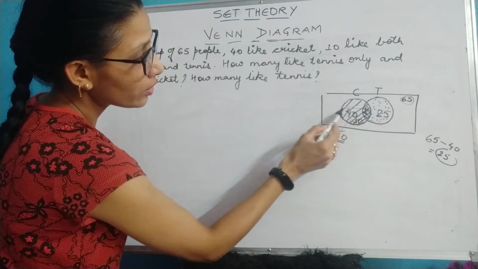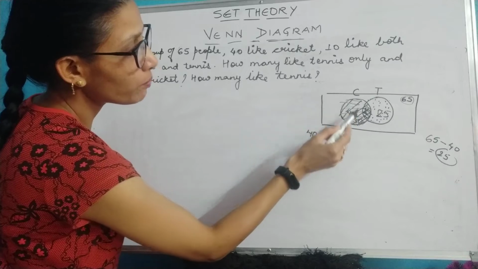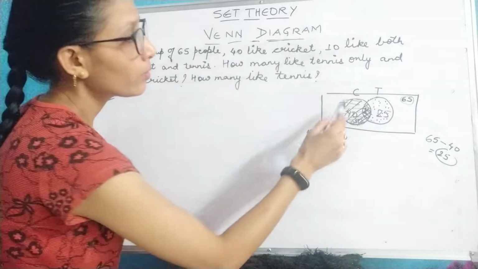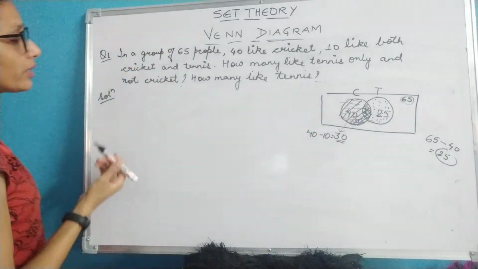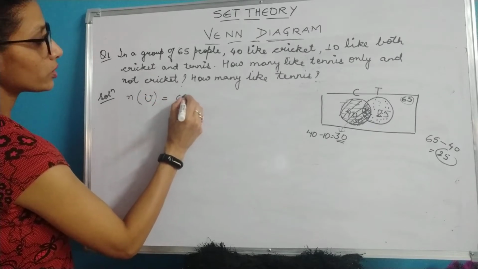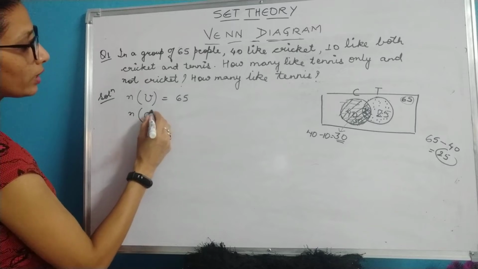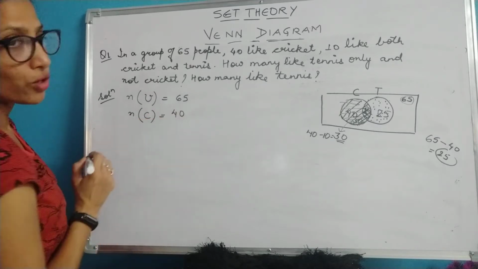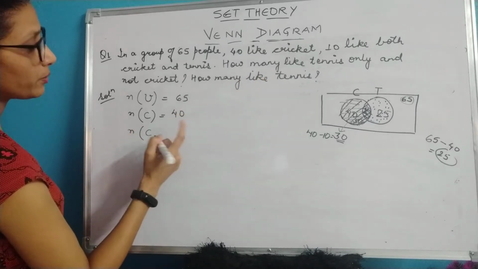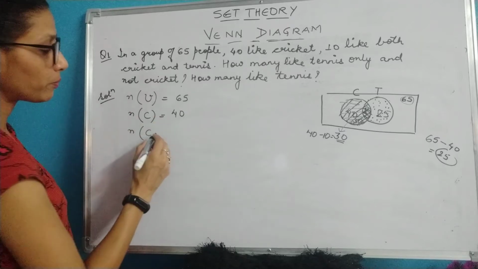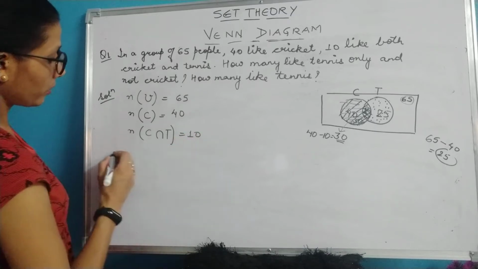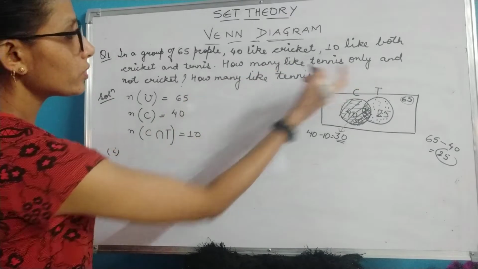This is the region which is the area of people who like only cricket, and this is the area of people who like both cricket and tennis. So let's rewrite it. Number of people in universal set is equal to 65. Number of people who like cricket are 40. Now I want to calculate, first of all it is given the number of people who like both the games. Both the games are represented with intersection. So cricket intersection T is given as 10.